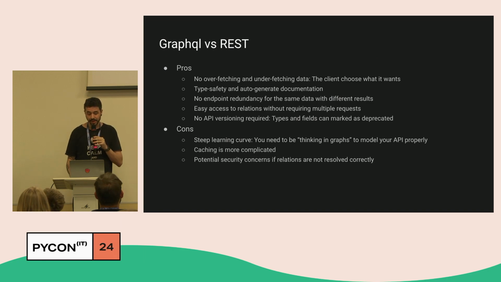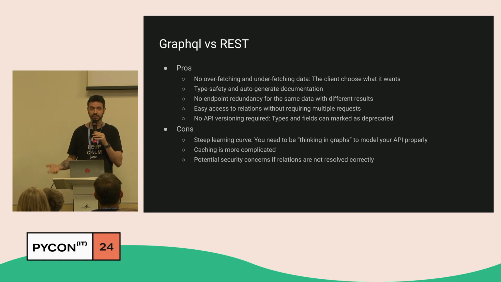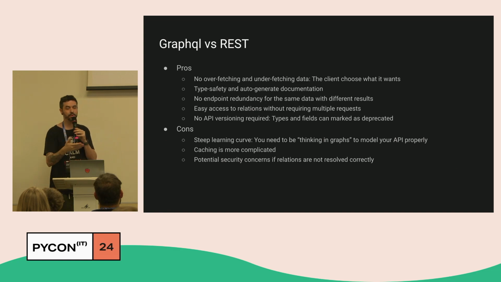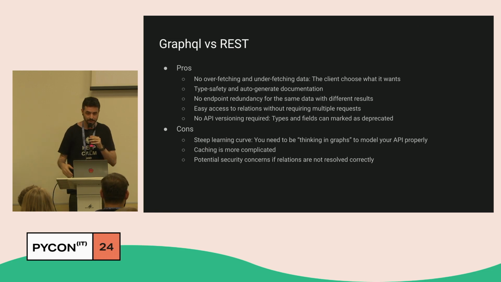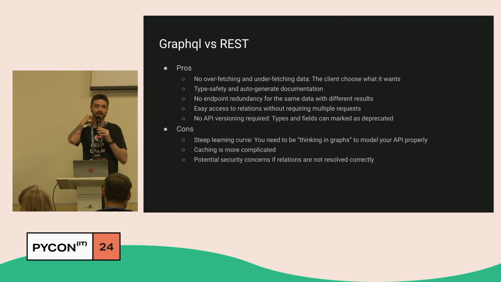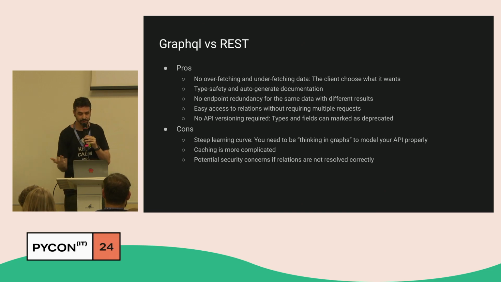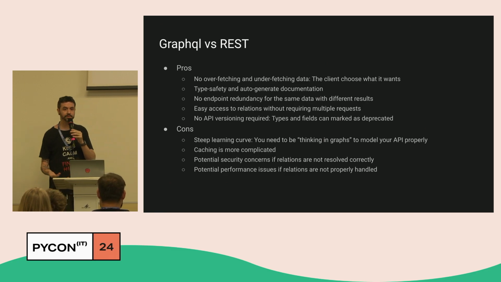There are some potential security concerns if relations are not resolved correctly. In theory, you can traverse your whole graph starting from the cheeseburger. So maybe you don't want someone to access the lettuce color attribute for some reason, but if you don't protect it, everyone will be able to access it. And also some potential performance issues if relations are not properly handled.